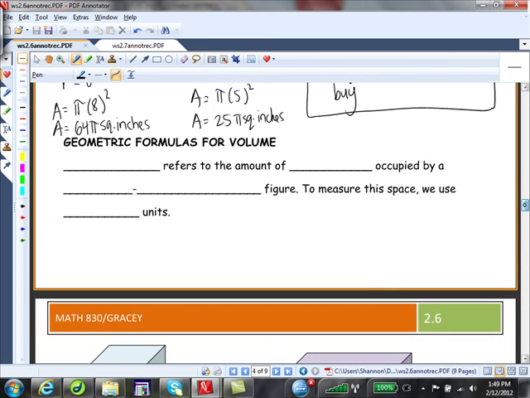Geometric formulas for volume. Volume refers to the amount of space occupied by a three-dimensional figure. To measure this space, we use cubic units.